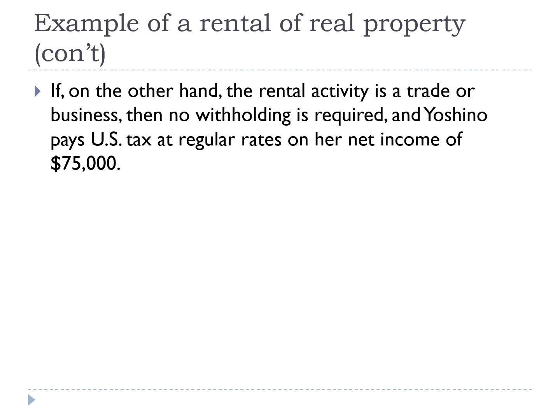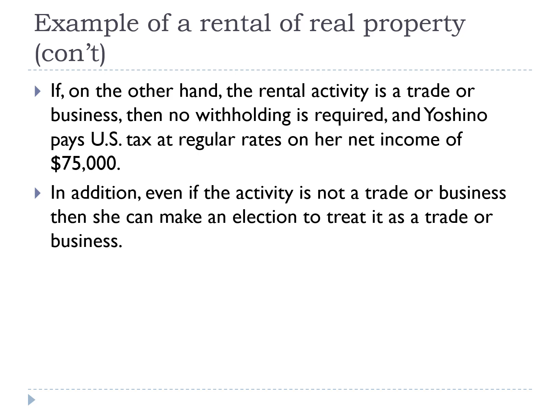If, on the other hand, the rental activity is a trade or business, then no withholding is required and Yoshino pays U.S. tax at regular rates on her net income of $75,000. In addition, if the activity is not a trade or business, then she can make an election to treat it as a trade or business.